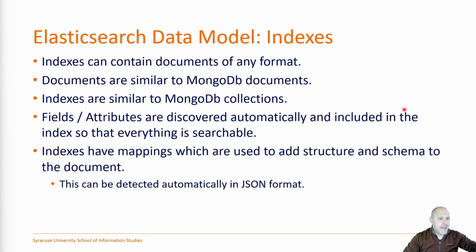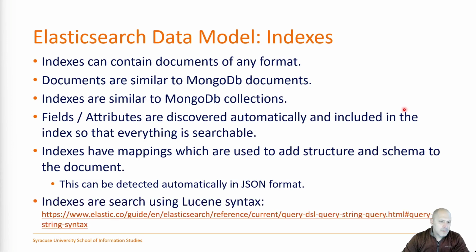If your document's in JSON format, it will automatically be detected as JSON and be structured accordingly. So you'll get fields and things like that, which is really nice. If it's just an HTML doc, it'll just be free text search. Indexes can be searched using what's called the Lucene search syntax, which is specified in this link here, and that's just a common way. It's a domain-specific language for searching with Lucene, and Elasticsearch supports it.